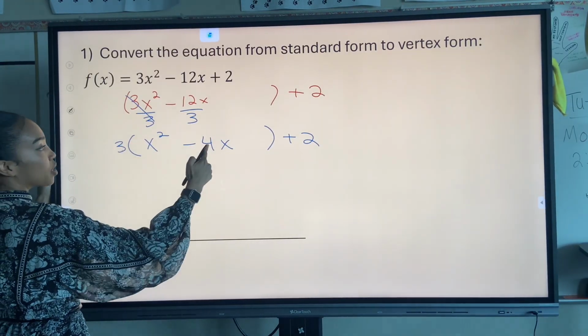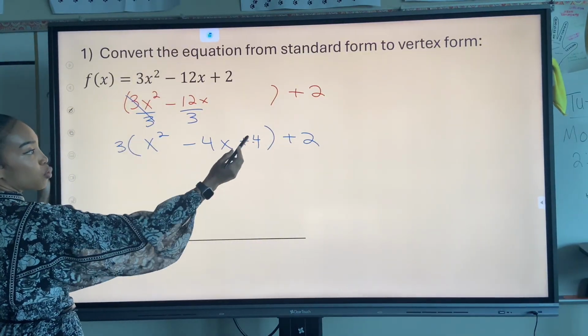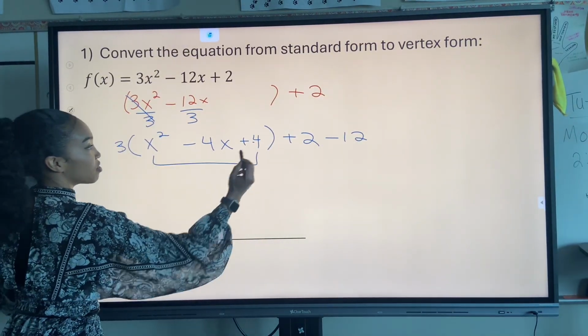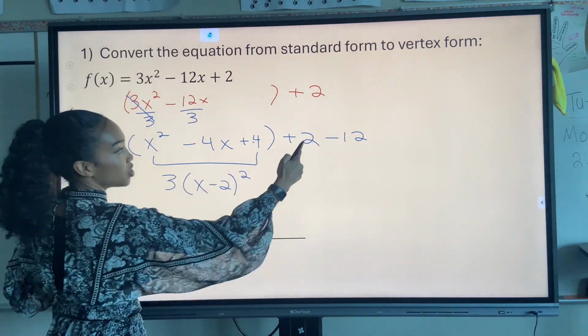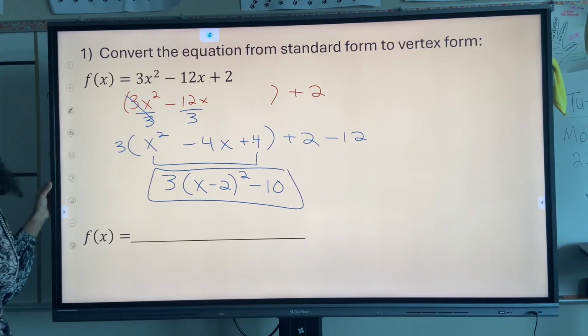Half of 4 is 2. Square it, you get 4. 3 times 4 is 12, so you do a minus 12 on the outside. This factored is x minus 2 squared. Bring down the 3. 2 minus 12 is negative 10. So this is the answer to number 1.